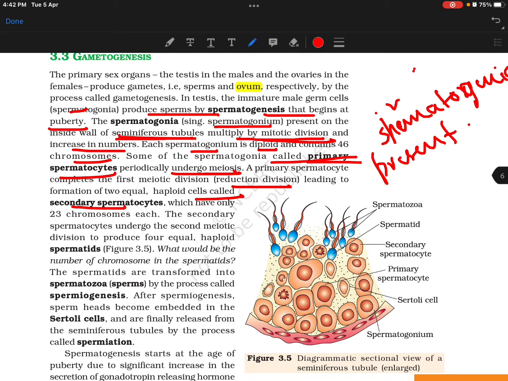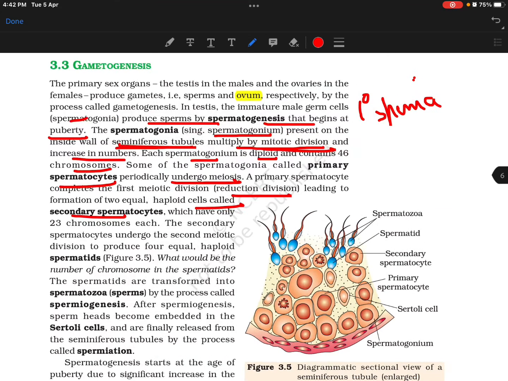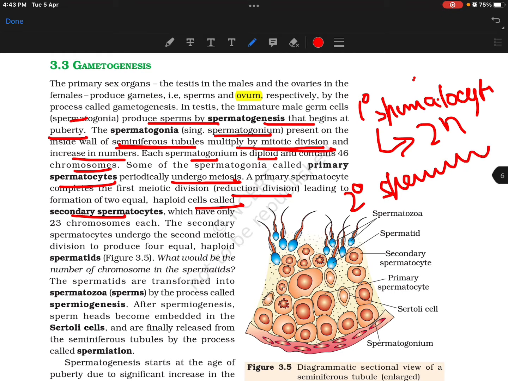There is a notable point. The primary spermatocyte is diploid, and the secondary spermatocyte is haploid. We have only 23 chromosomes. As we know that secondary spermatocyte is haploid, obviously it contains 23 chromosomes.